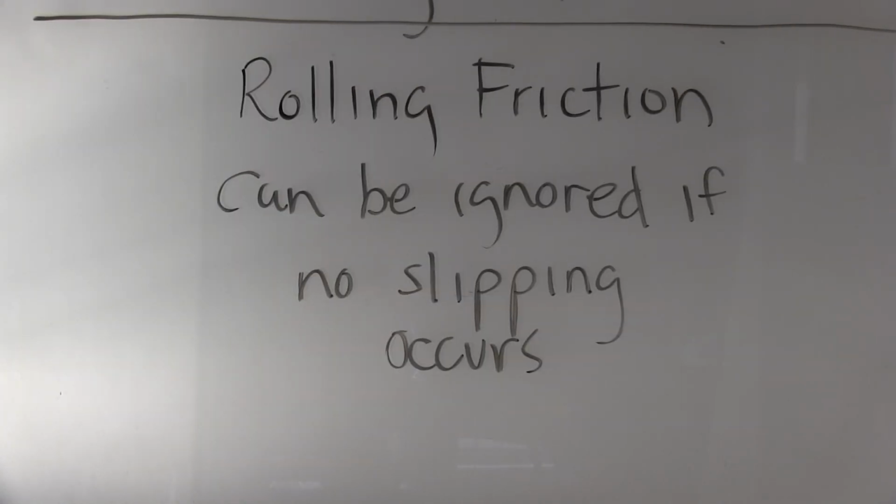Rolling friction. If there's no sliding force at the point of contact, then friction does no work. So if the body is rigid and the surface is rigid, then we can ignore the friction.